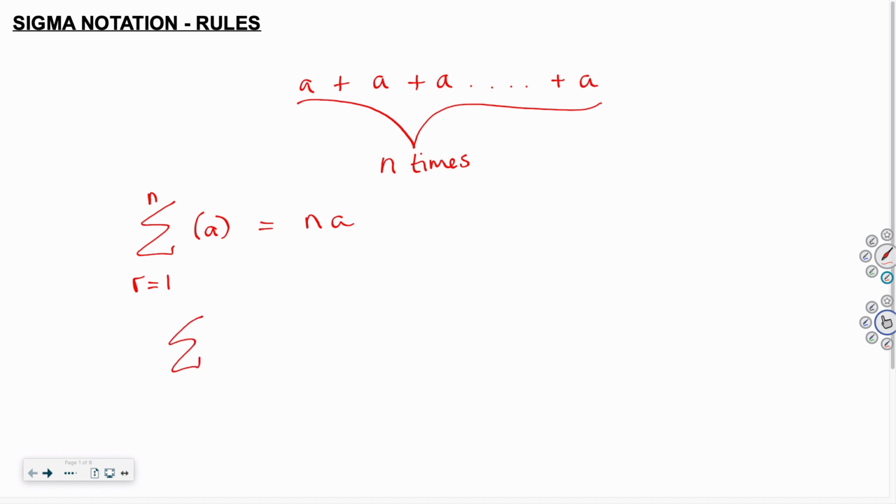So if we have the summation of, let's say, 2, from r equals 1 to 10, we could say that's 2 plus 2 plus 2, 10 times, which we can then say is 10 times 2, which is just 20. If we have the summation of A times r, where we're going from 1 to n, we are able to bring that A out of our summation, as that's just a constant. So what that's equal to is A lots of the summation of r from r equals 1 to n.